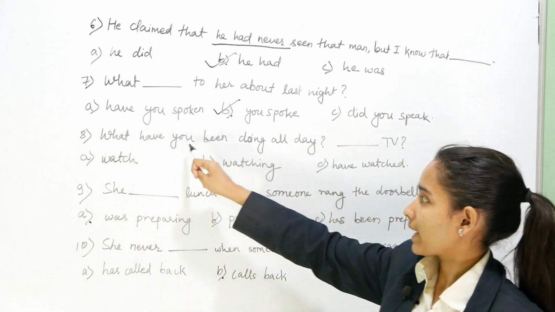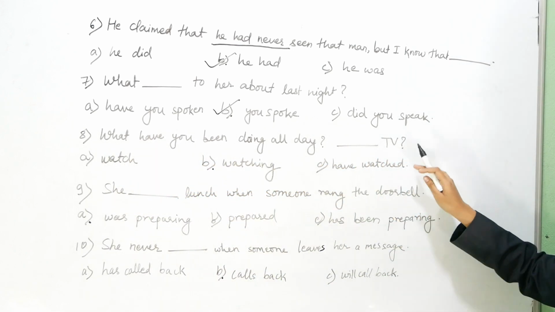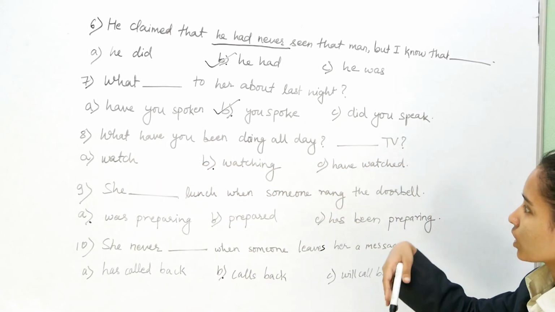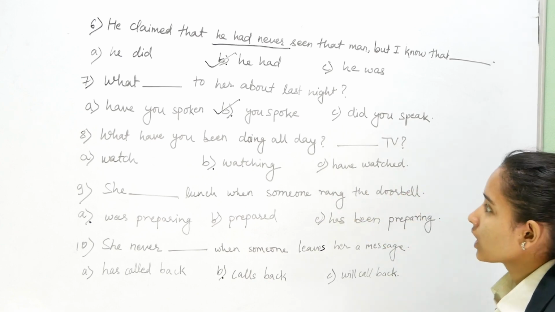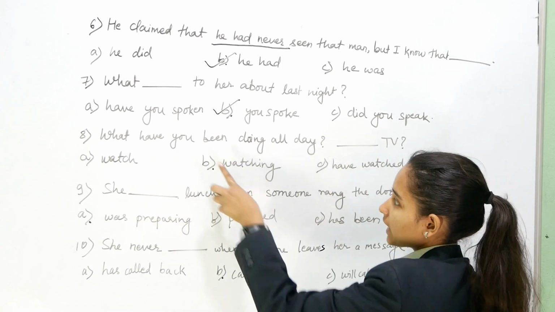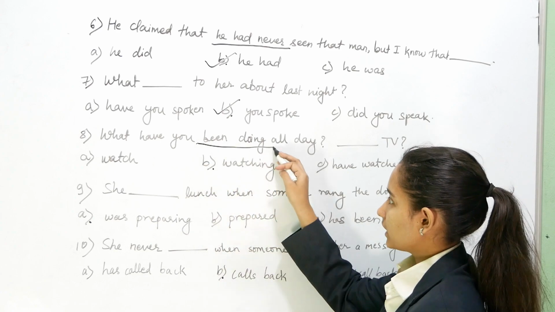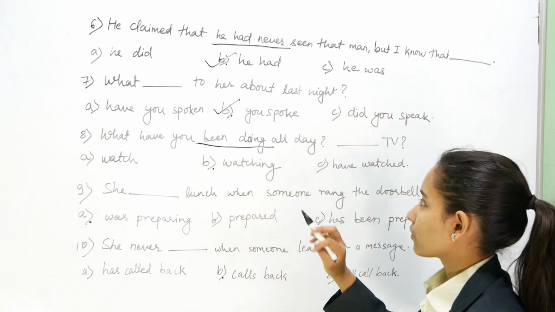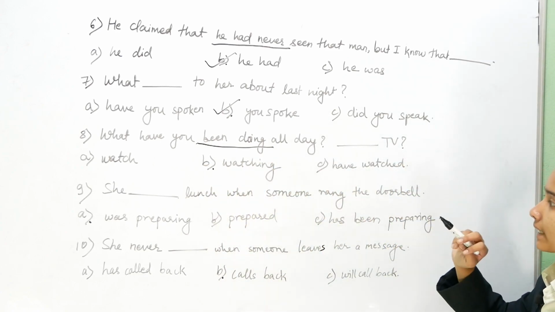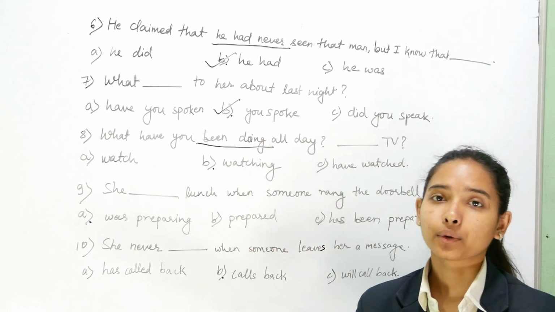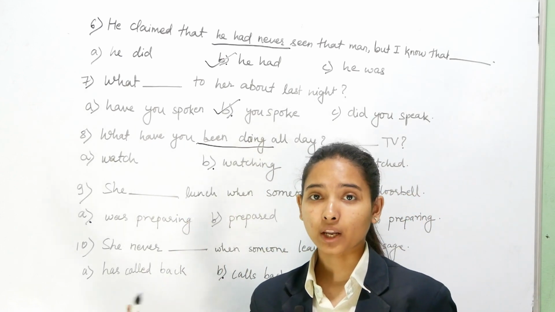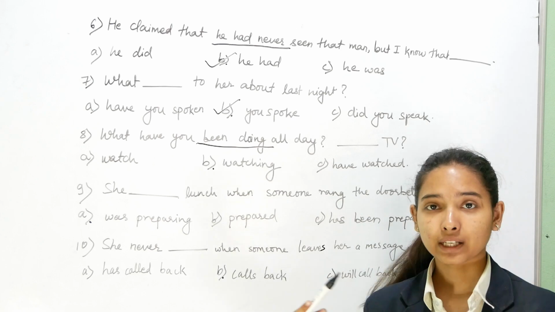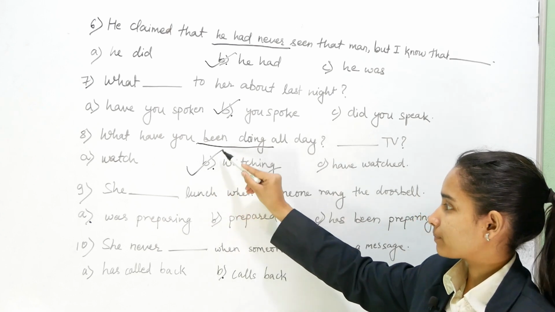Then what have you been doing all day? Dash. Watch, watching, have watched. यहाँ चाहिँ सोधिरहेछ what have you been doing? Been plus before all day. So अब यहाँ के हुन्छ भने के गरिरहेको थियौ र what was continuously running in that time. So for that we use before, which is watching.